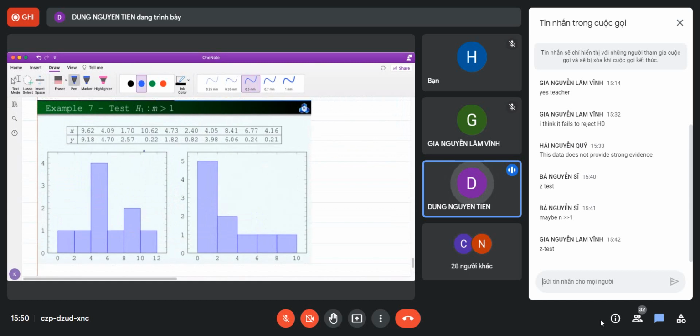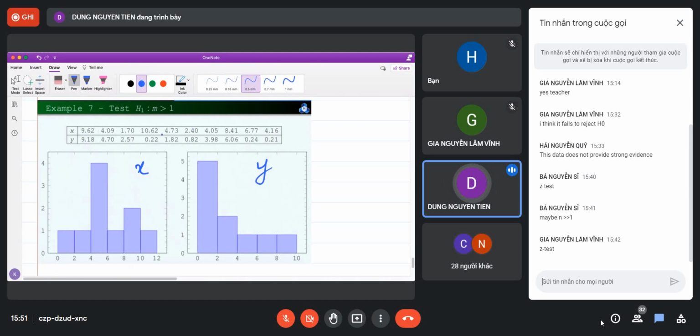Okay, suppose that we have these two data sets. This is X, this is Y. Now, can you tell me the method that I can use to perform the test on the hypothesis that m, the mean value, is greater than 1?